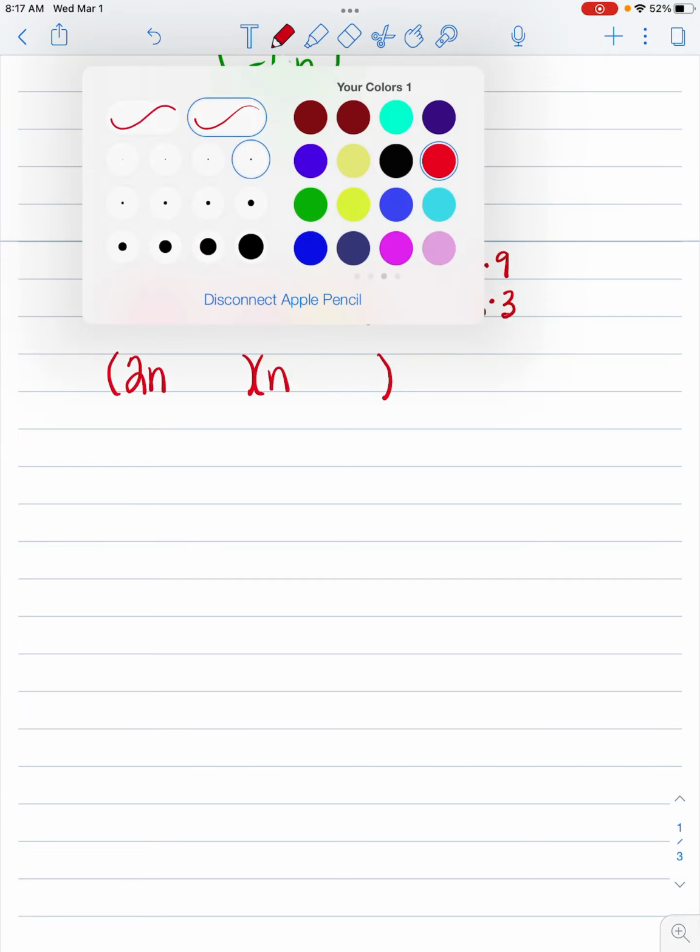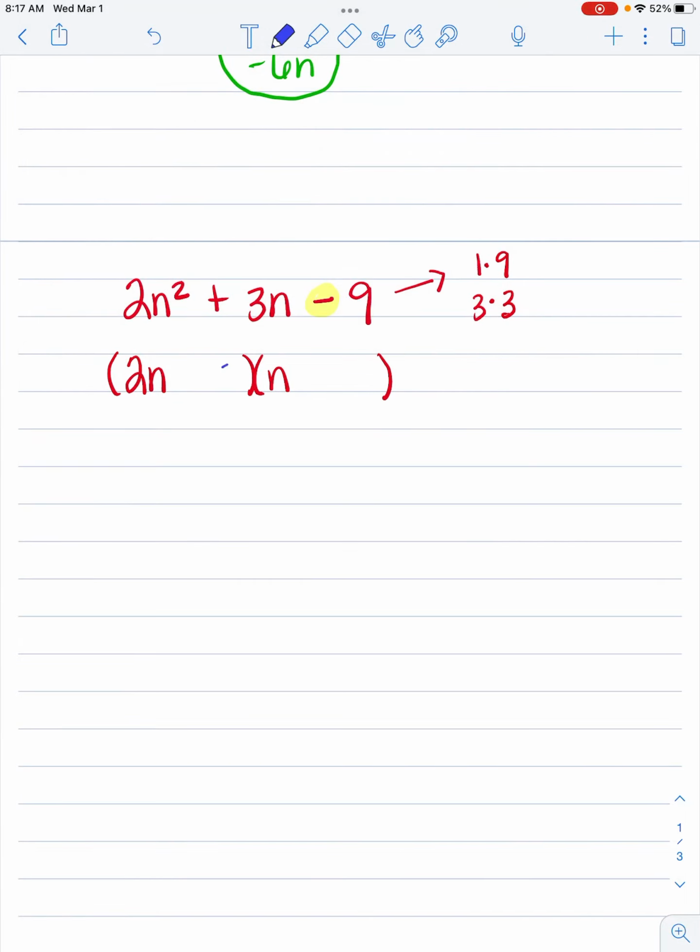So the correct answer on this one, I would use the 3 and the 3. Let's look at what that gives me, the reason why I know that. 2n times 3 is 6n. 3 times n, of course, is 3n.